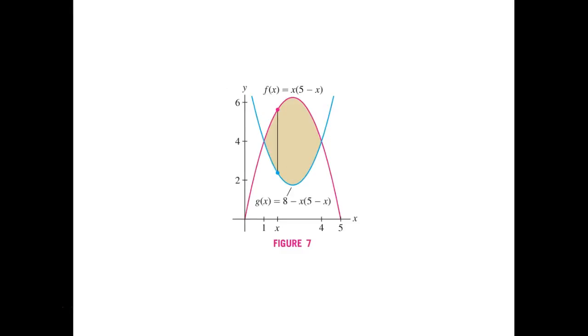Find the volume V obtained by rotating the region enclosed by the graphs of f of x, which is x times 5 minus x. That's the upper one here. Okay? And g of x, which is 8 minus x times 5 minus x. Strange way to write these functions, about the y-axis. So this is going around the y-axis.